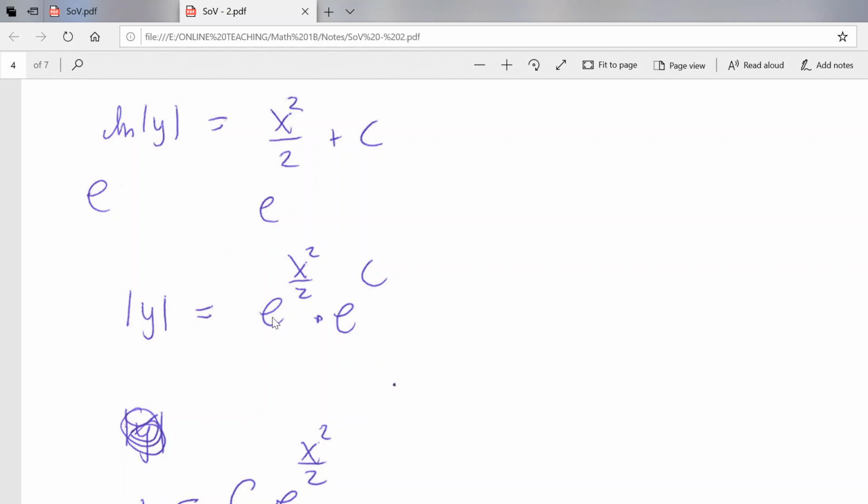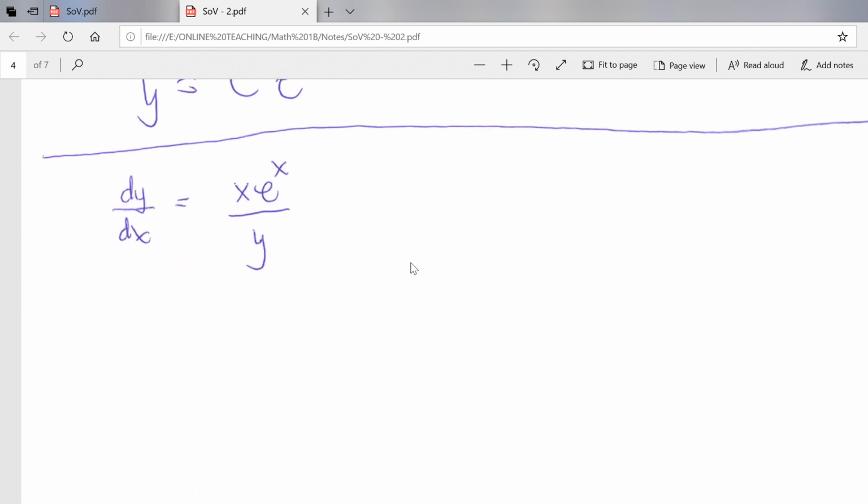Again, because e to something is positive, and e to something is positive, and a positive times a positive is positive. This side will always be positive, so the absolute value doesn't matter, because population can't be negative. If you had negative people to start with, it would be magic if you started growing a population. So then we say y is c e to the negative x squared.